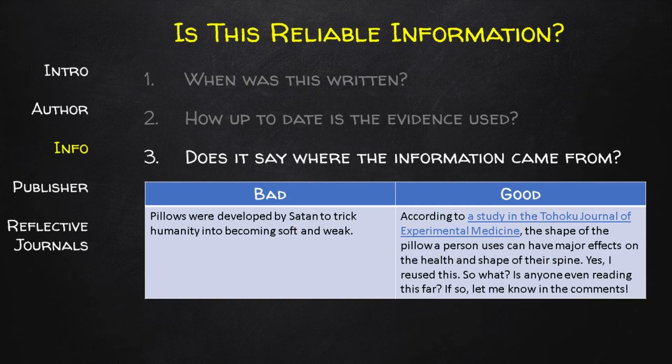Question 3. Does the article make it clear where their information came from? Do they just say things are true, or do they tell where they got that info from? Anyone can say anything. A trustworthy source makes it clear where the info comes from. A really good source provides direct links to that information.